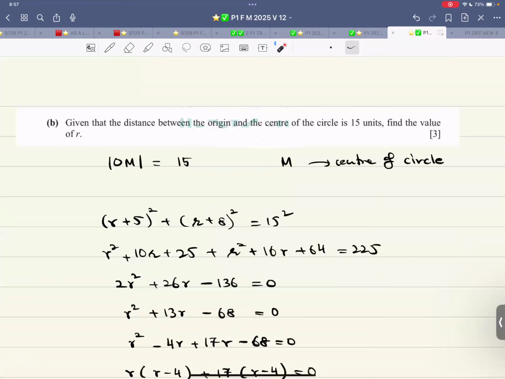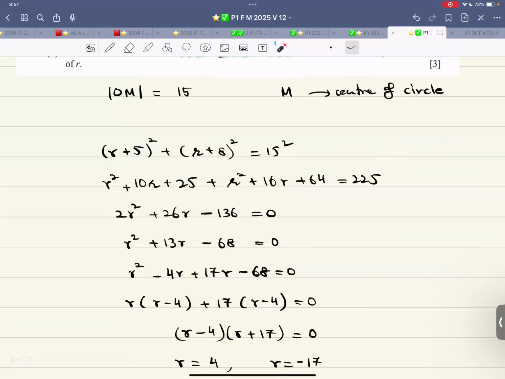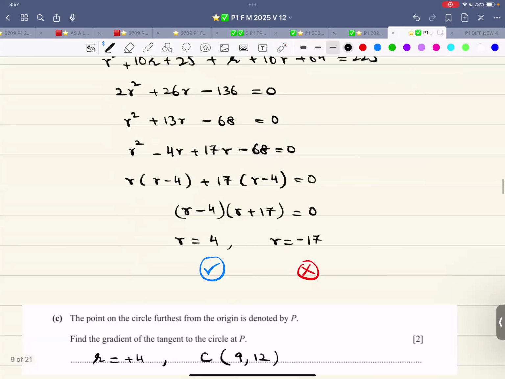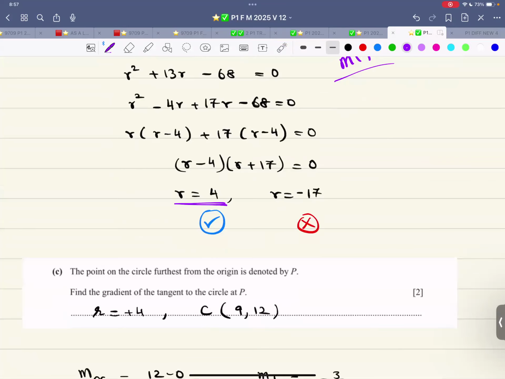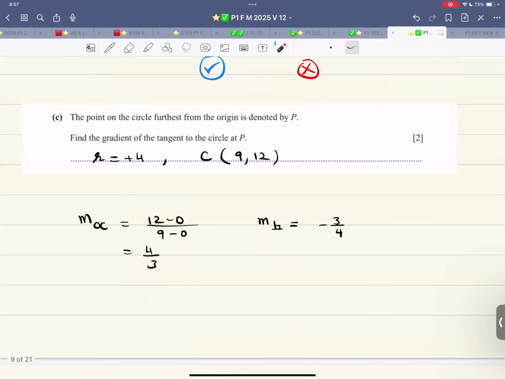Given that the distance between the origin and the center of the circle is 15, I have labeled M as the center. So just use the distance formula. OM modulus is 15. Square root of r plus 5 whole square plus r plus 8 whole square is 15. I've squared both sides. You get this quadratic equation. You do the middle term factorization, and you get two values. r has to be positive, so discard the negative value. The point on the circle furthest from the origin is denoted by P.